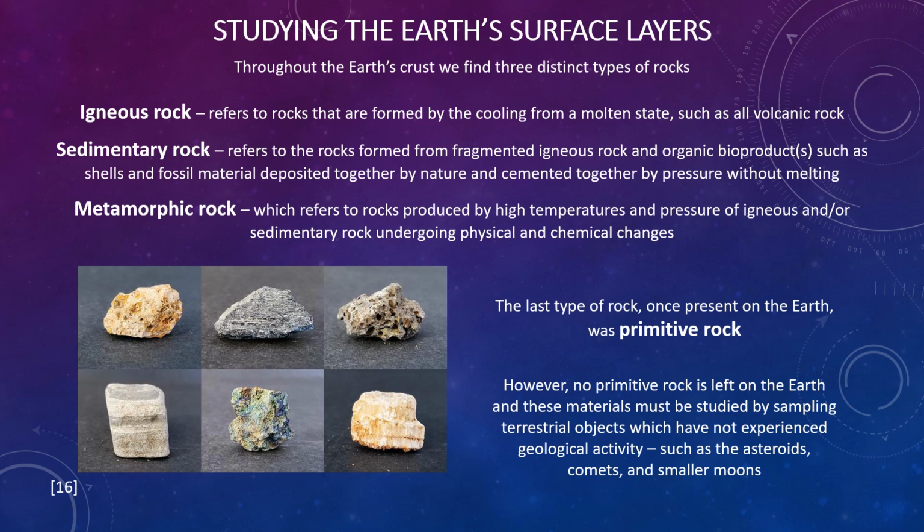There is another hypothetical type of rock, and this is primitive rock. This is rock that was formed from the sun and when the planets were forming, and is rock that did not have any interaction with Earth's geological activity. So we now know, since Earth is very geologically active, there is no primitive rock left on Earth to study. So we can only study it by sampling terrestrial objects which have not experienced geological activity, like asteroids, comets, and smaller moons.